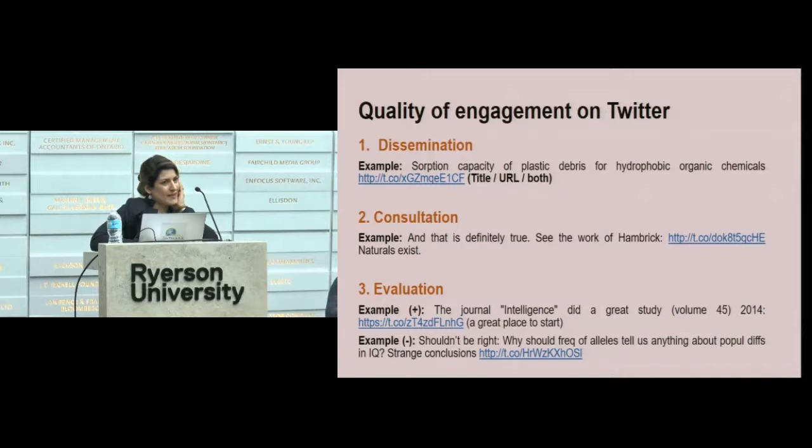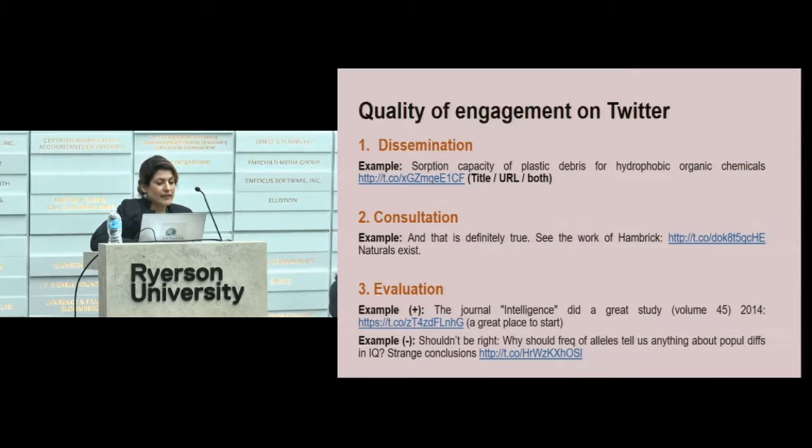The next step was that we looked at the quality of engagement, and we define engagement at 3 levels. First, dissemination: is it just for distributing and disseminating the article? Then they only put the title in the tweet, or the URL of the article, or both. I gave you an example here, just the title and also the URL, of course.